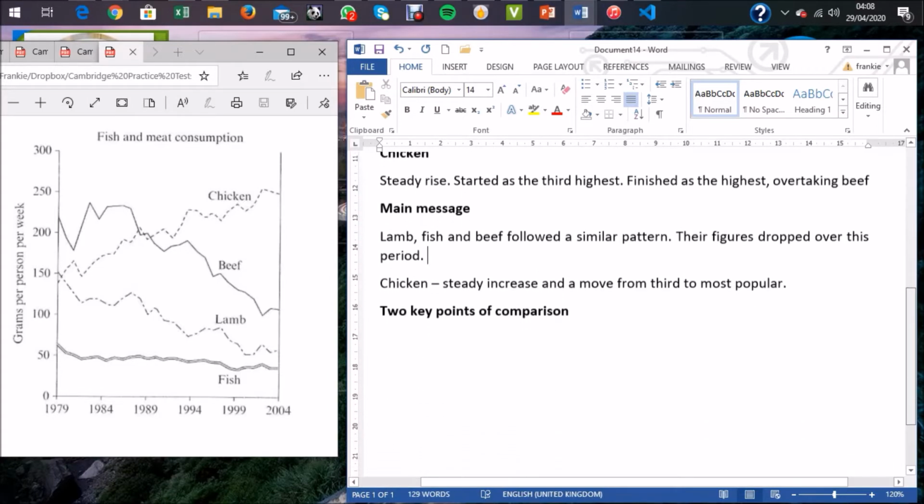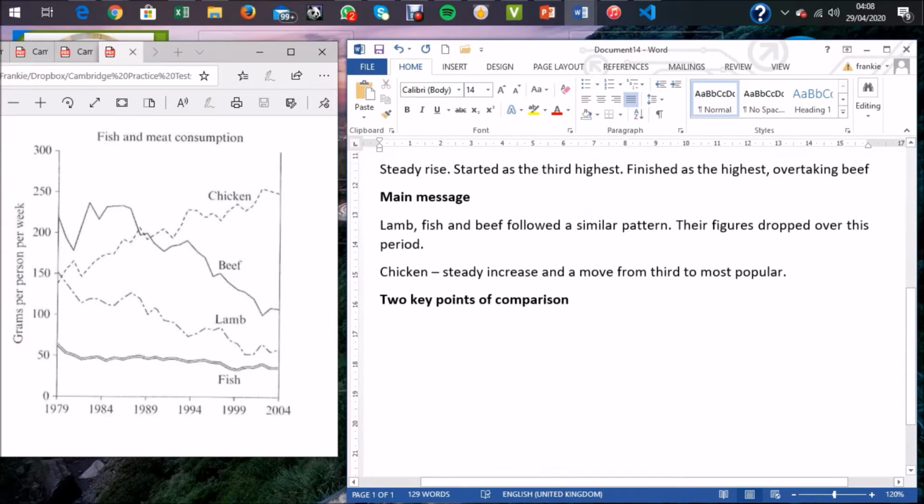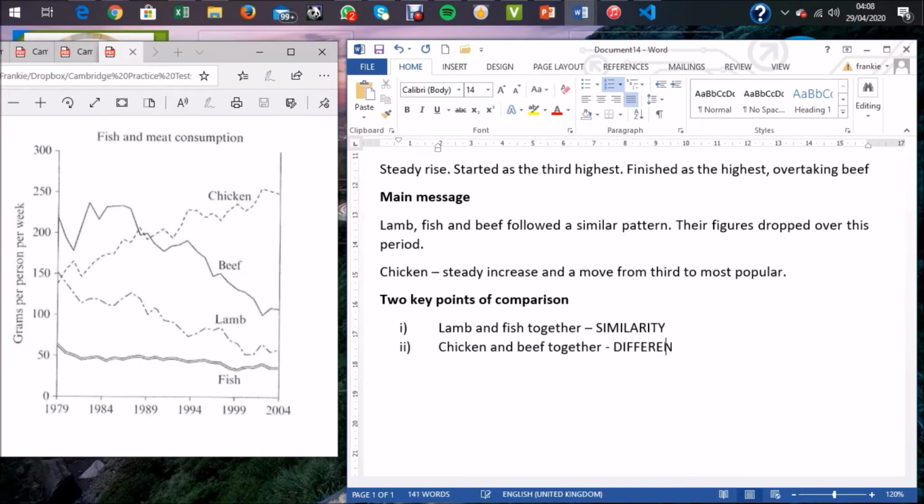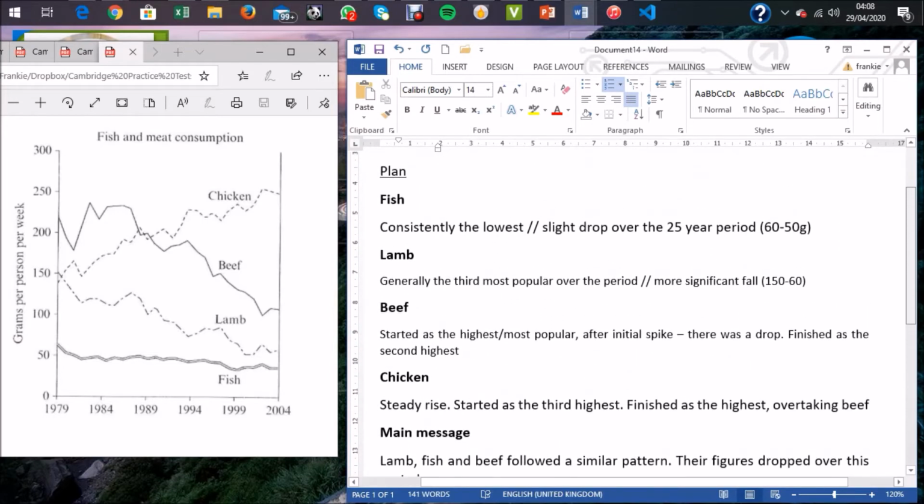So the 2 points of comparison that I would use from this information, I'm going to describe, first of all, lamb and fish together and comment on a similarity. Then I will describe chicken and beef together and comment on the difference. So that is how I'm going to structure this graph description.